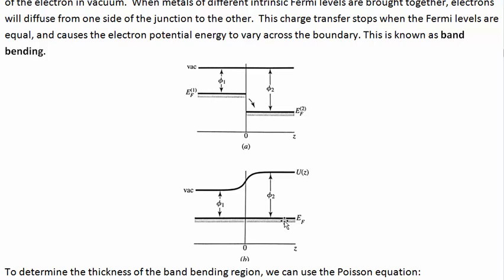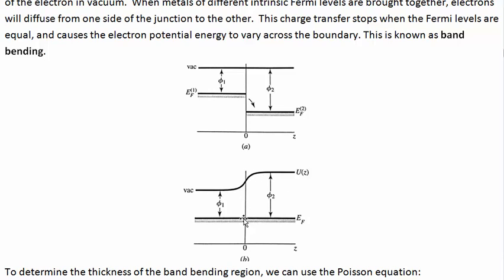This lineup of the Fermi levels means that the potential energy relative to vacuum is different in the two metals. Now that the Fermi levels have lined up, an electron on the right-hand side is going to need more energy to be ejected than an electron on the left-hand side of this boundary. So the energy level of a vacuum seems to have bent.